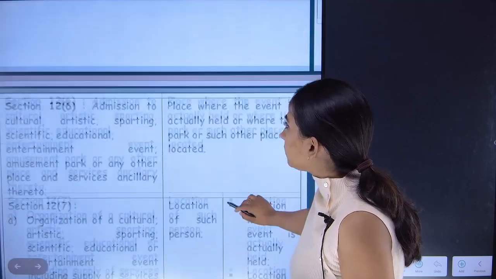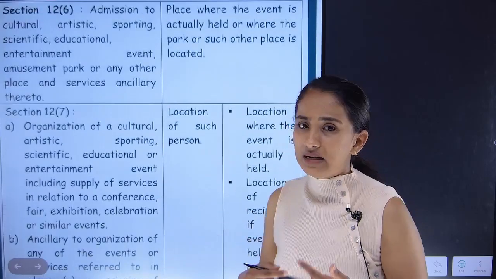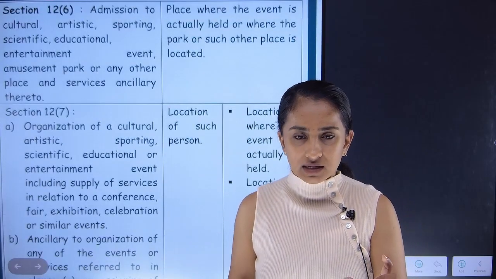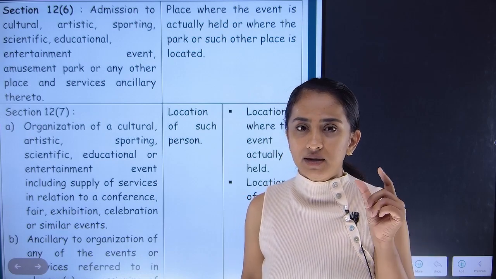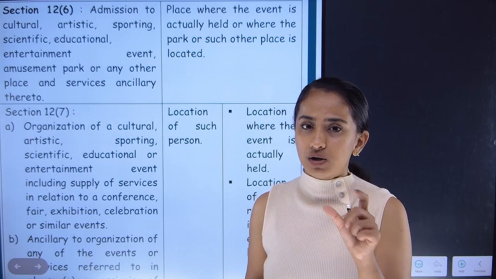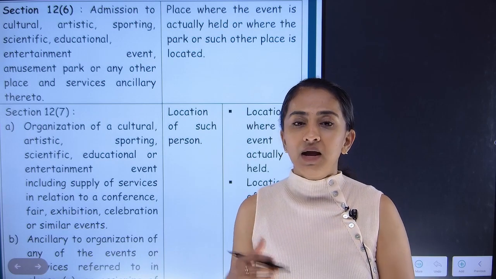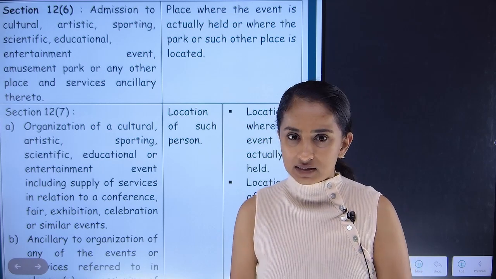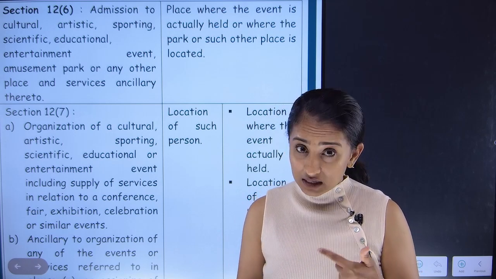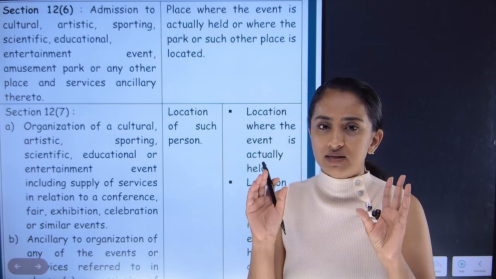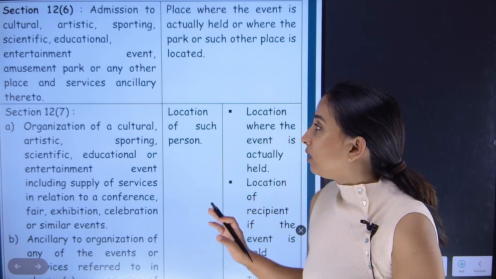Okay. So, this will come when you keep reading the sections, because certain specific things are there, you need to keep reading and be clear. You cannot write location of recipient for everything, and generally place of supply is easy. You just need a little practice so that you memorize and understand what goes for what.